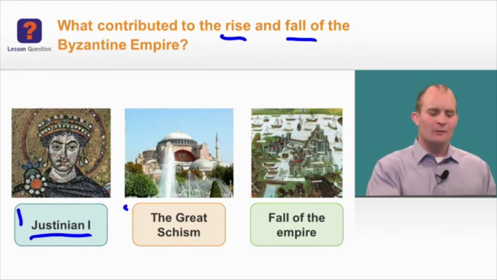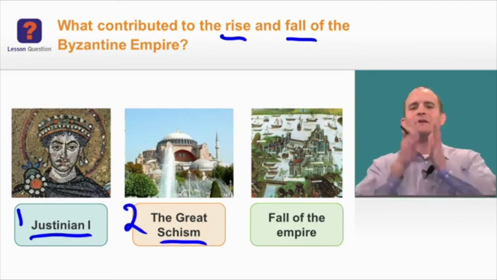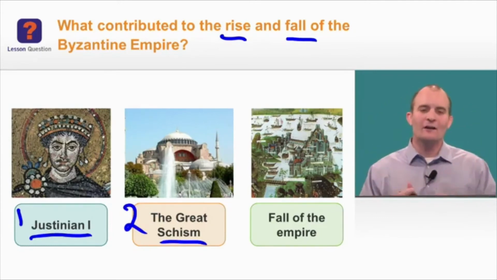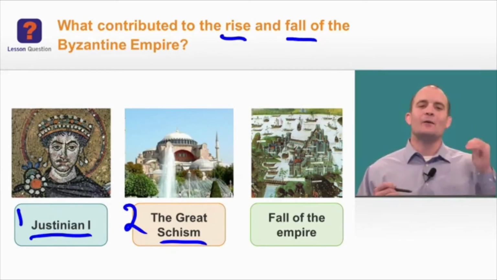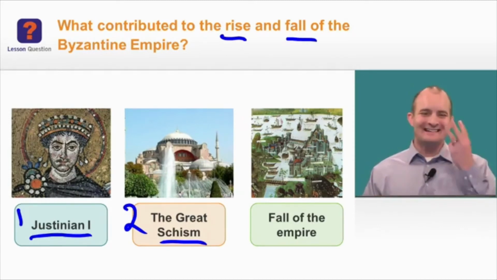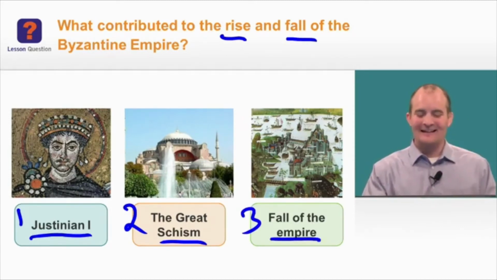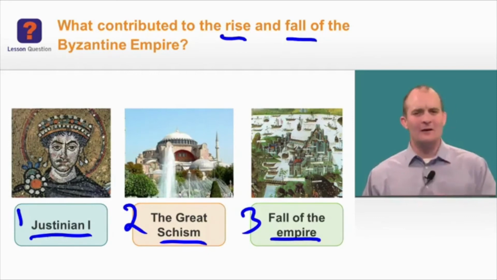The second part, we looked at the Great Schism, or the division between the church, between the Eastern Orthodox Church, which was based in Constantinople, and the Western, or the Roman Catholic Church, based in, you guessed it, Rome. Now, in this third part, we're going to look at the fall of the empire. Let's go ahead and get started with this third part, scholars.